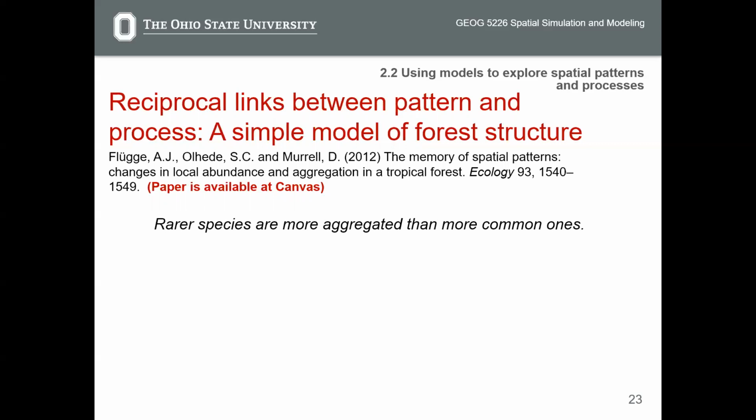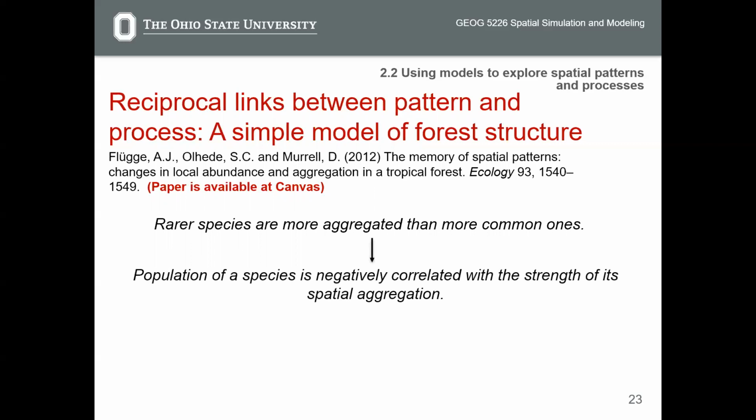Firstly, the author argued that rarer species are more aggregated than more common ones, which means that rarer species like to get together to form clusters, to live together, okay? And since rarer species are more aggregated than more common ones, then population of a species is negatively correlated with the strength of its spatial aggregation. So population of a species is a measurement of rarity. If the population is pretty small, it means that the species is rare, right? So population of a species is negatively correlated with the strength of its spatial aggregation.